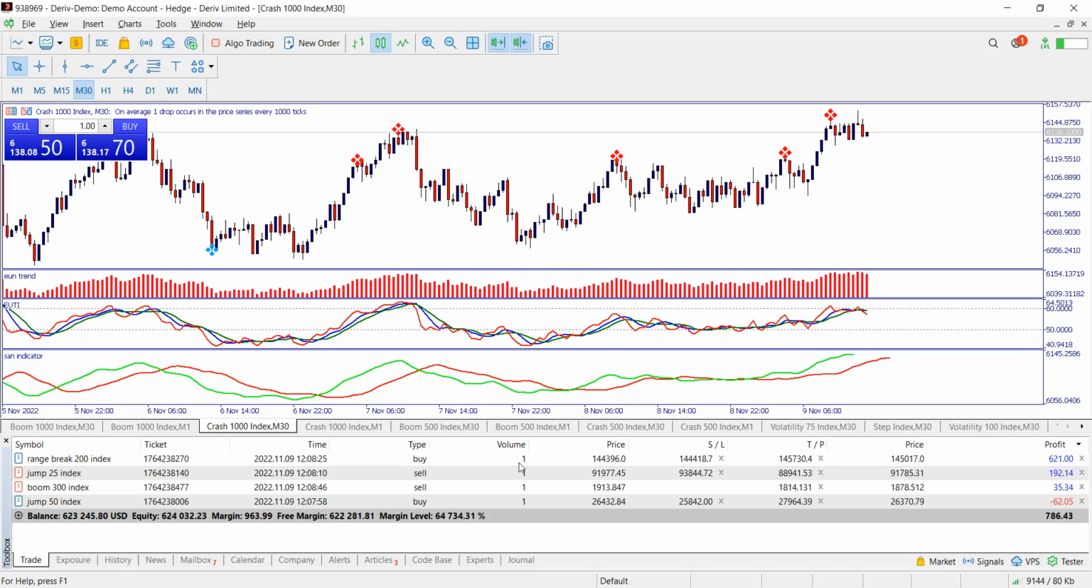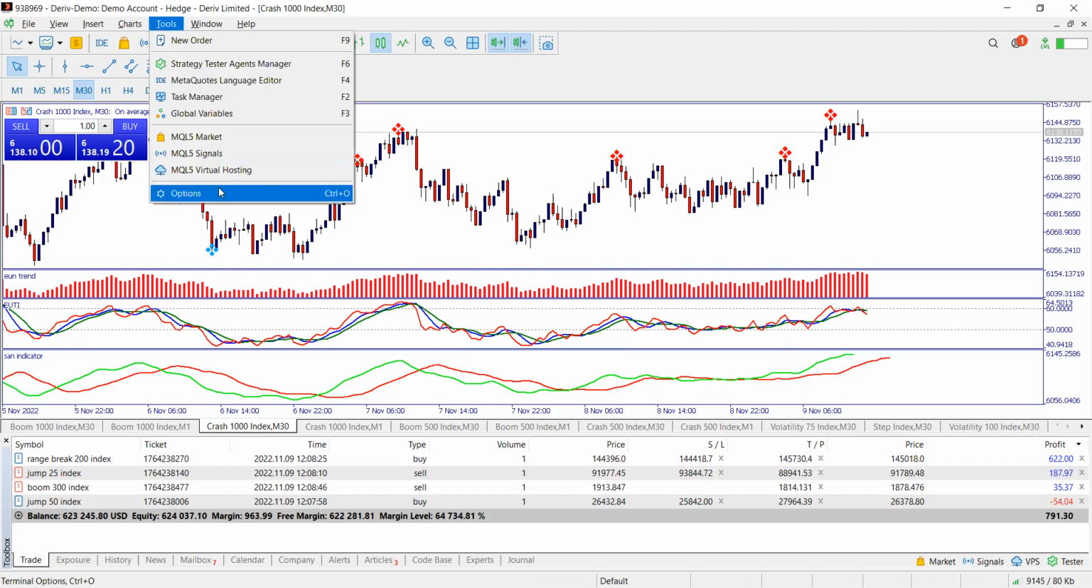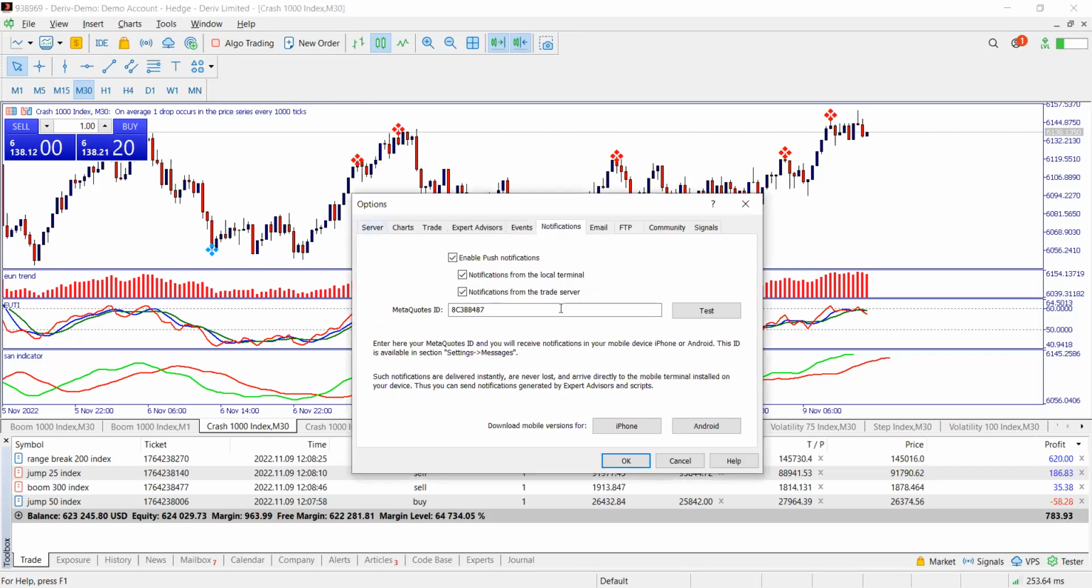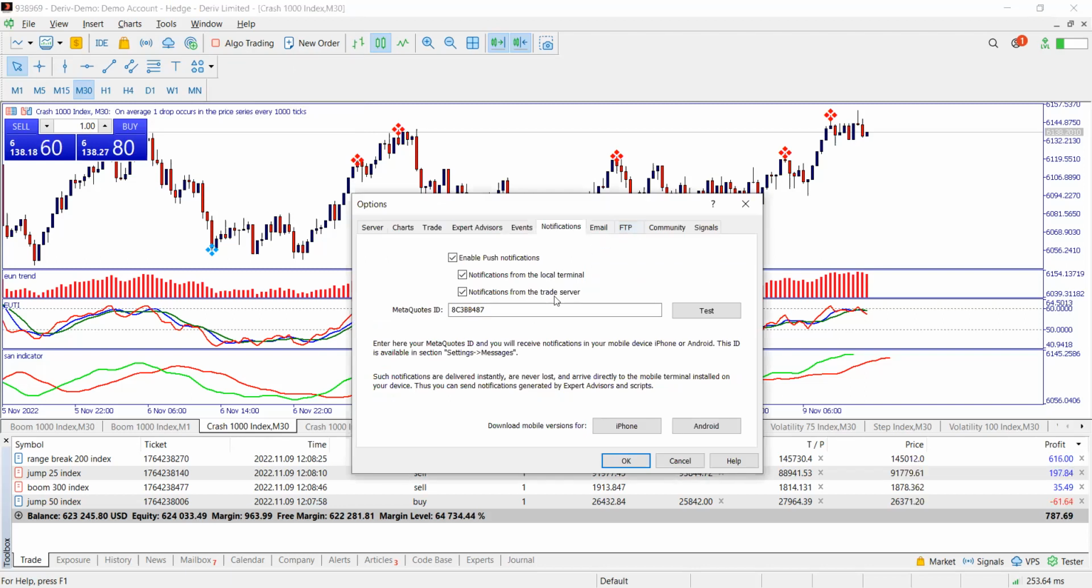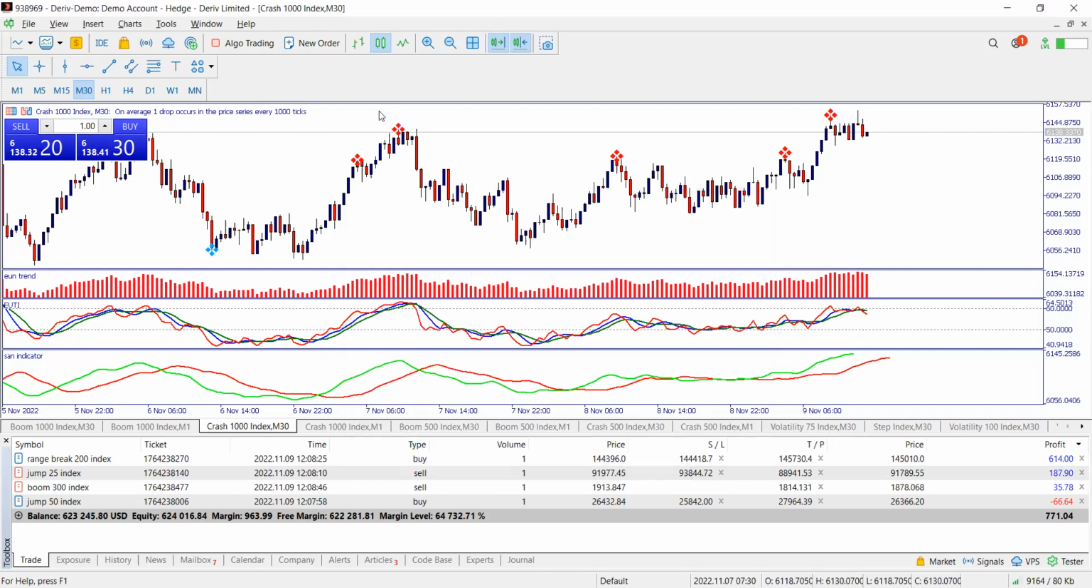So enjoy it. Then on another note, if you want to activate mobile notifications, this is where you put it. You come here, Tools, Options, then you copy the number that is on your MT5, your MetaQuotes ID, and you put it there. Then you can just enable notifications from the local terminal. And the server is very important, so that if anyone touches your account, you know that someone has entered your account. Then you say okay, and you're good to go. It will be sending notifications to your mobile.